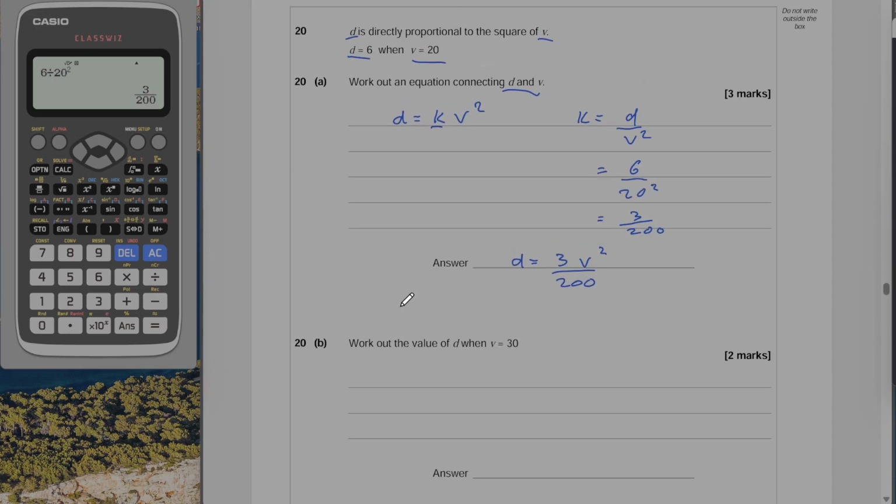Work out the value of D when V is 30. So D is going to be equal to 3 times 30 squared divided by 200. So I just need to multiply my answer by 30 squared. 27 over 2, we'll give it as a decimal though, which is going to be 13.5.